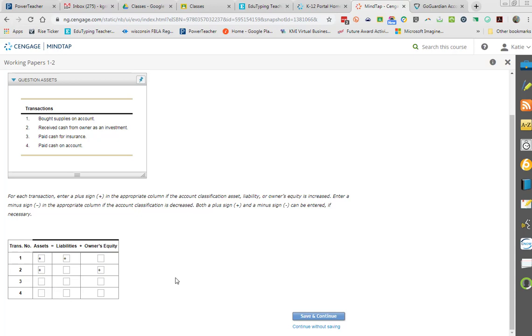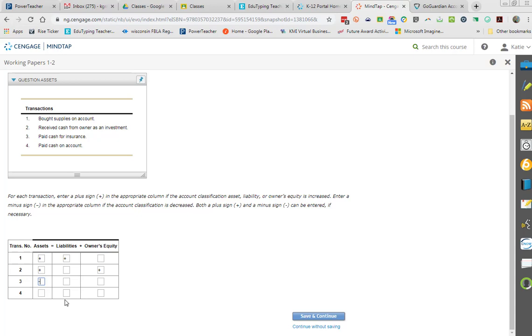Transaction number 3, paid cash for insurance. Morgan. Cash. That was a good one to pick. What kind of account is cash, Morgan? Asset. Do we have more cash or less cash? Less. So cash is going to need to go down. So I'm going to put in a minus there.